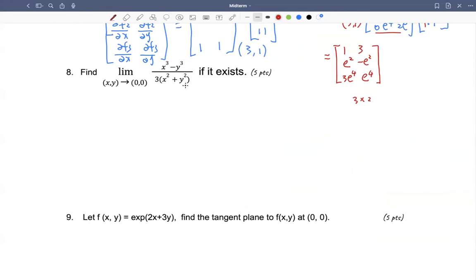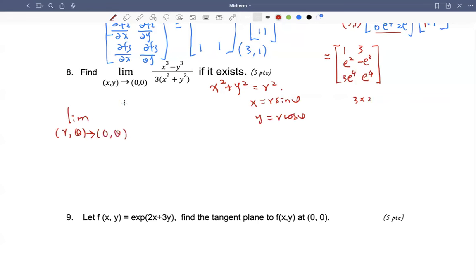Let's see eight. We see x squared plus y squared, x cubed minus y cubed. So right away we should think to use polar coordinates, right? If (x, y) approaches (0, 0), that means r approaches 0. So we can switch this, with x equals r sine theta and y equals r cosine theta. So it's changing the coordinates. We know r goes to 0, and we could just hold theta still for now.